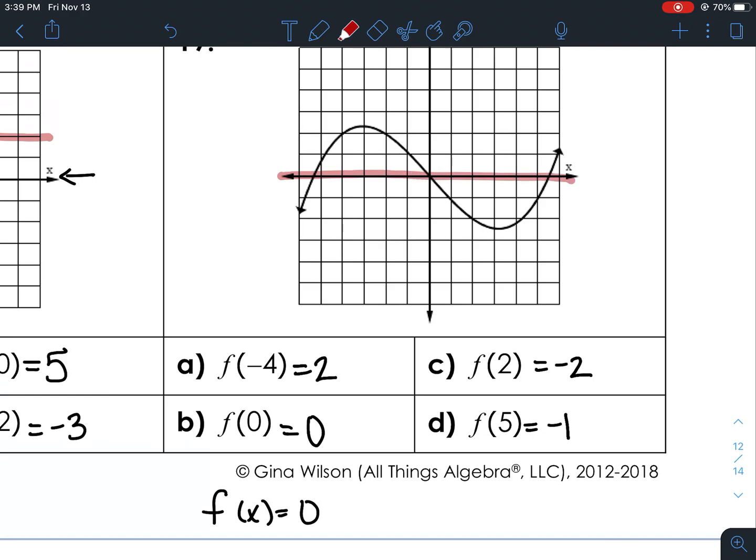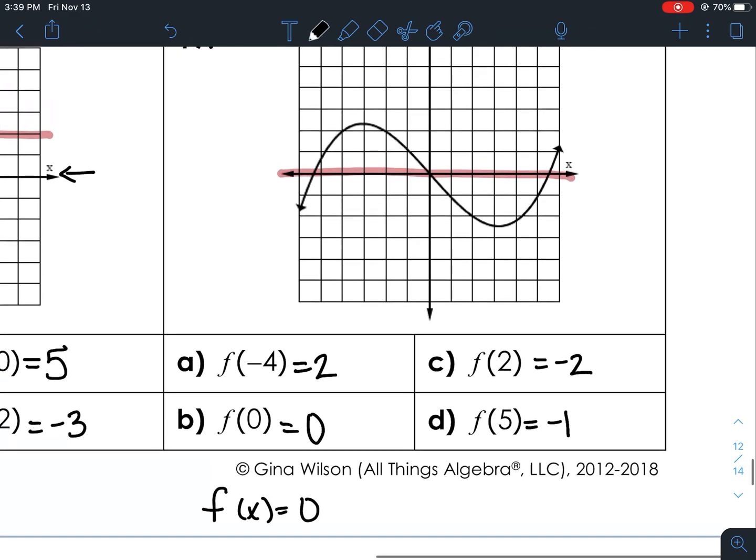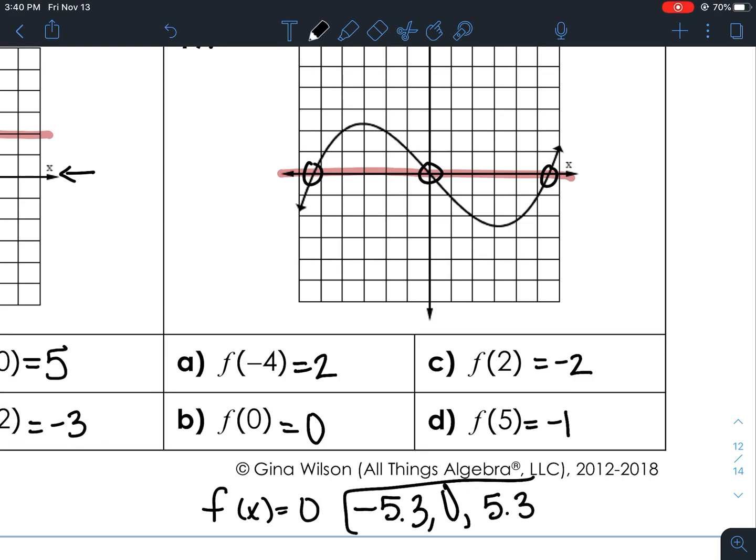So here's when y is 0, so I'm going to draw that line. I have to tell all of the points where y is 0. So it's here, it's here, and it's here. So let's kind of estimate. That's a little bit after negative 5, so maybe negative 5.3. We're also here at the origin at 0. And here, 1, 2, 3, 4, 5, a little bit after 5, so maybe positive 5.3. That is all the times when our y is equal to 0.